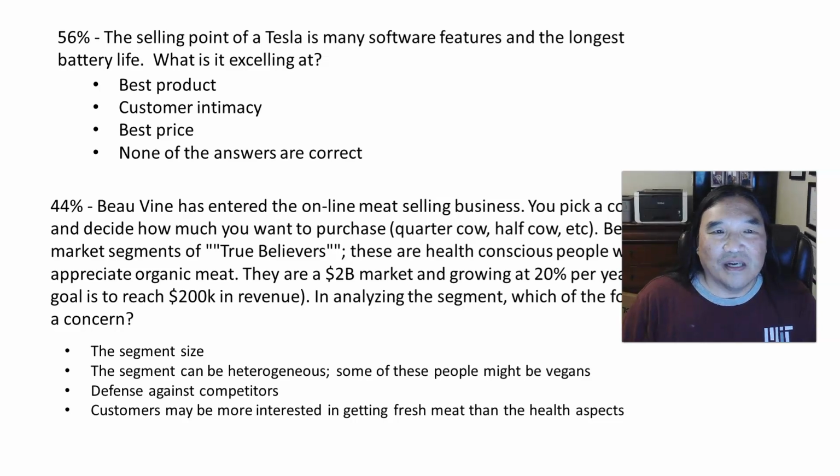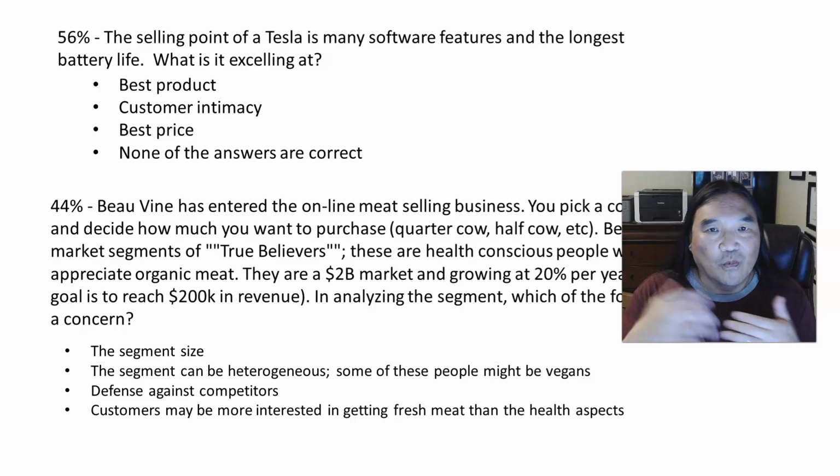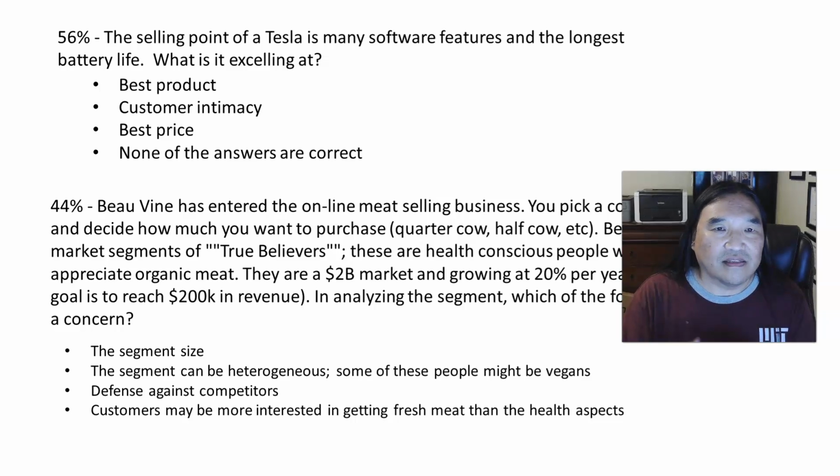Okay, on the second quiz, 56% of you got this right. The selling point of a Tesla is many software features and the longest battery. I don't understand why you didn't do well on this question. What is it excelling at? Do you understand what excelling at something is? And this is out of the strategy lecture.